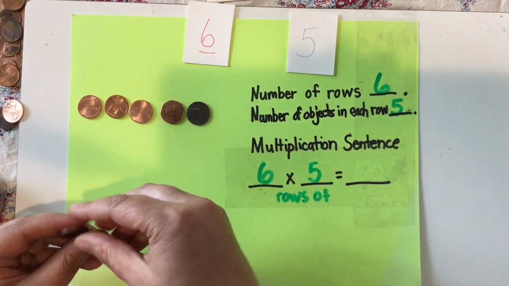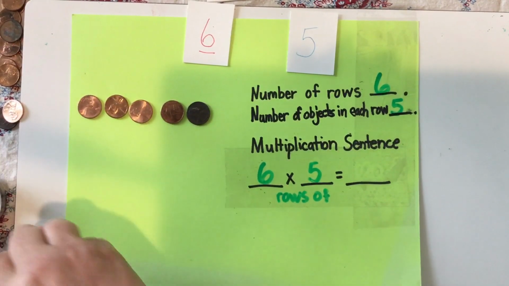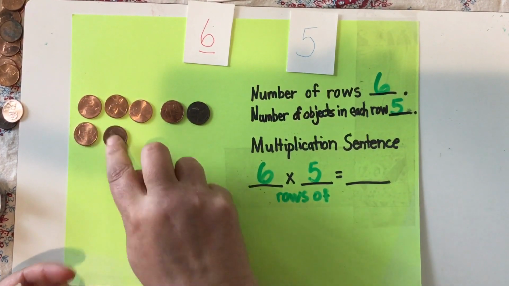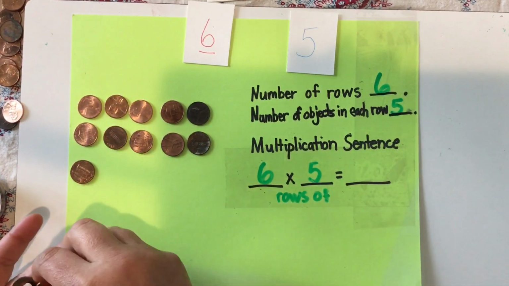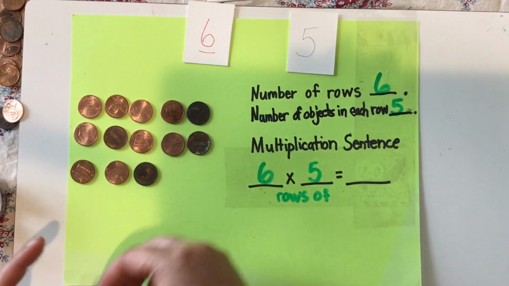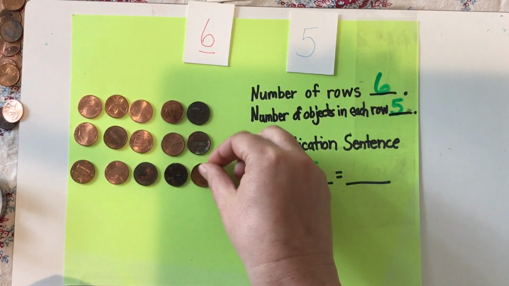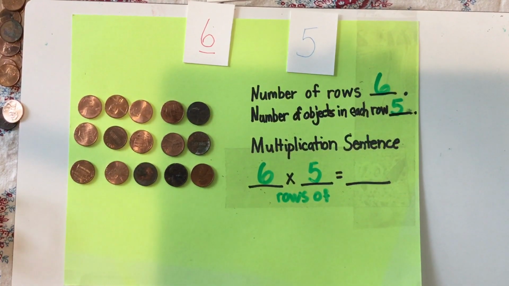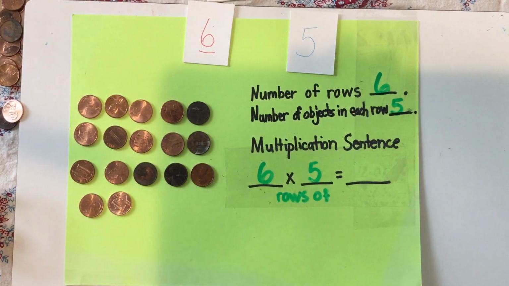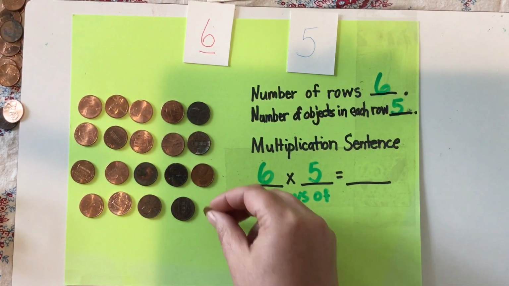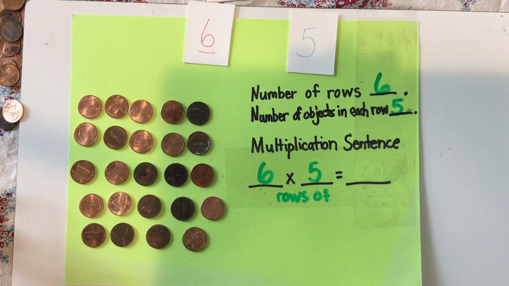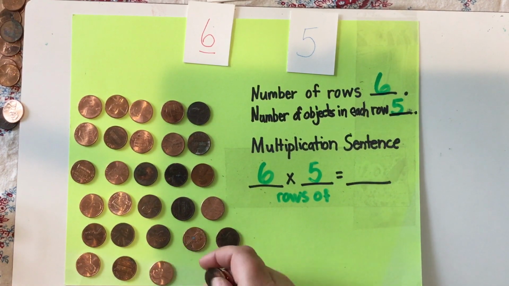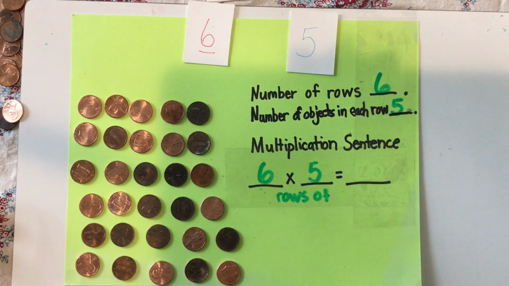So here's 1 row of 5, 2 rows of 5, 3 rows of 5, 4 rows of 5, 5 rows of 5, 6 rows of 5. And let me just check the camera, make sure everything's in there.